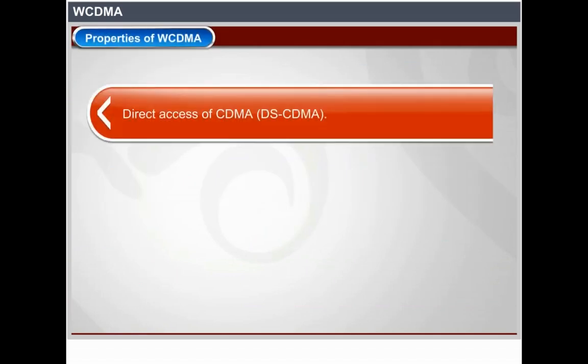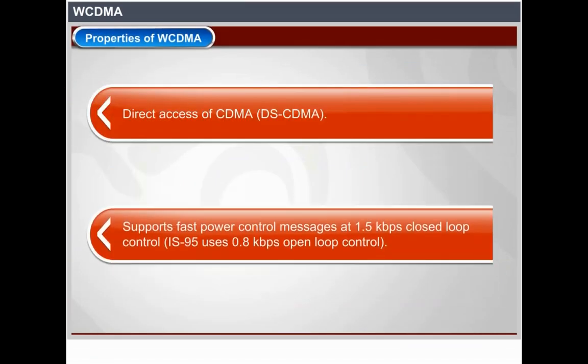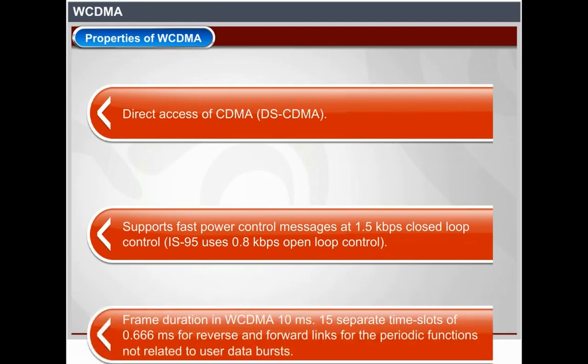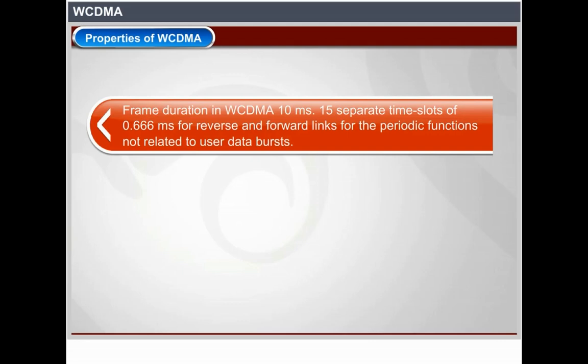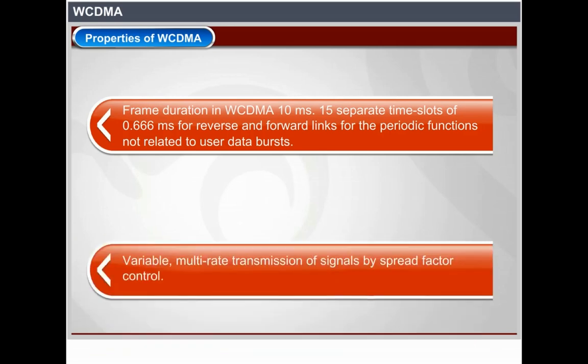Direct Sequence CDMA, DS-CDMA, supports fast power control messages at 1.5 kbps closed loop control. IS-95 uses 0.8 kbps open loop control. Frame duration in WCDMA is 10 ms, with 15 separate time slots of 0.666 ms for reverse and forward links for the periodic functions not related to the user data bus.